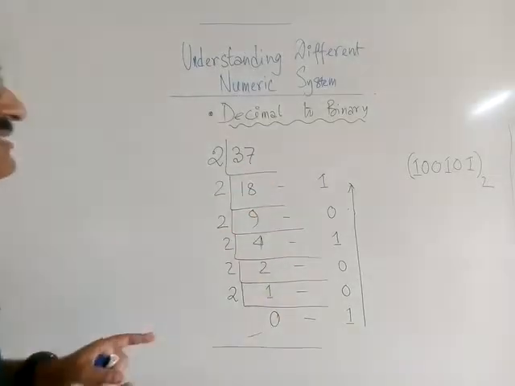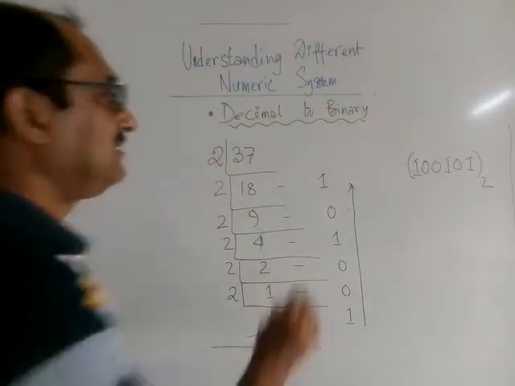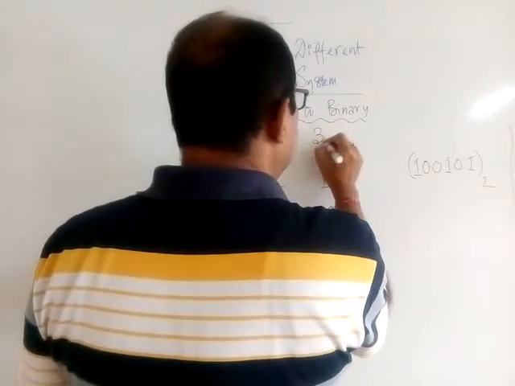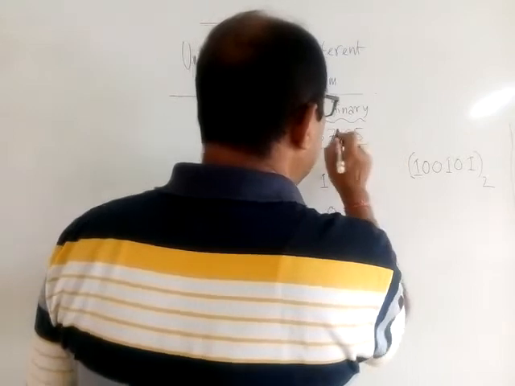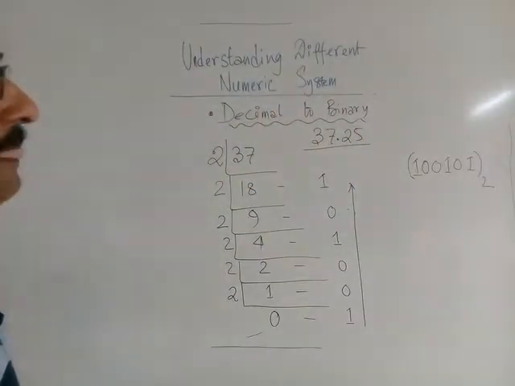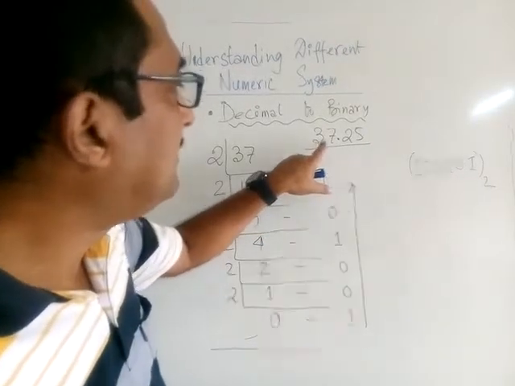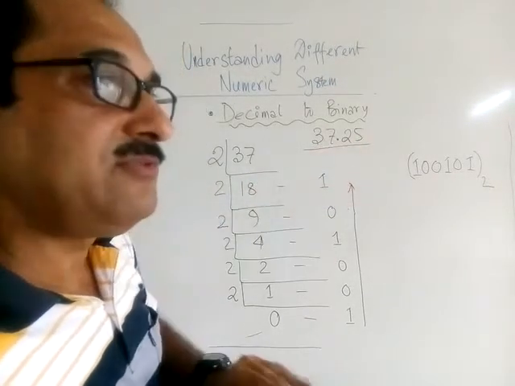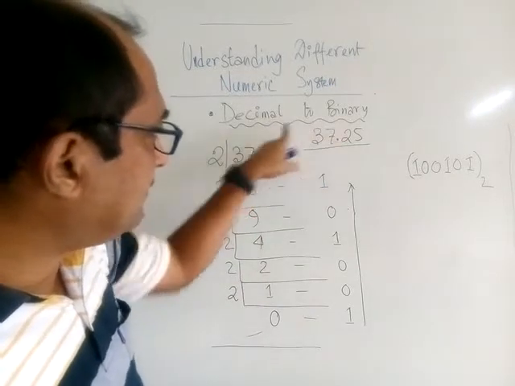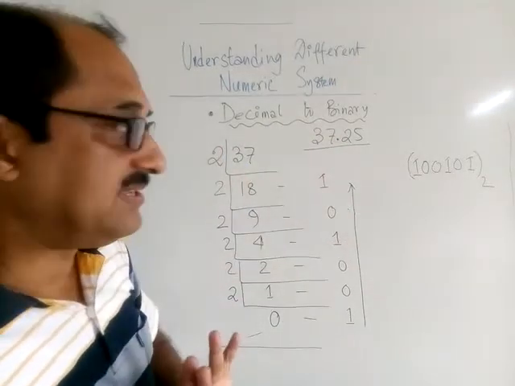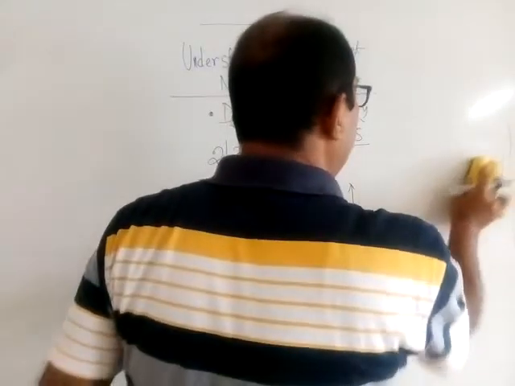Now this is a very simple conversion when we have a number like 37. But imagine I have been given a number 37.25. Okay, a decimal point is there. Then what to do? Then also the rule is the same. In this case, the integer part and the decimal part we have to deal with separately. So I have already done the integer part. Integer part will remain the same. Only the difference will come with this 0.25.